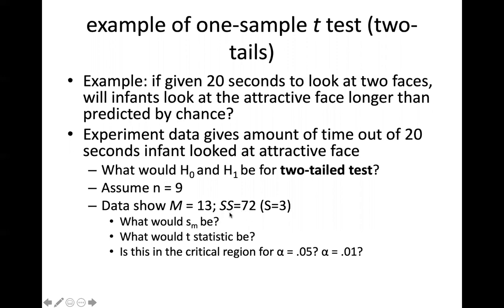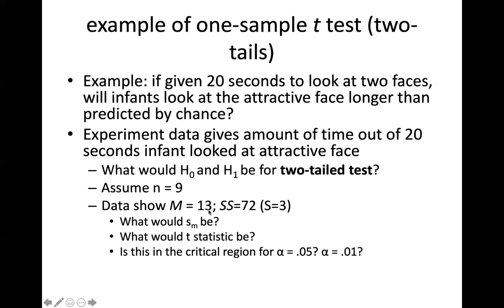The sum of squares, which is part of the standard deviation calculation, was 72. Back in the day, if we were in class, I would have made you use this to calculate sample standard deviation, but instead I've just calculated the sample standard deviation for us: 3. I will show you how I did that on the next slide. So the sample mean is 13, the sample standard deviation is 3, and I'll show you how I calculated that.